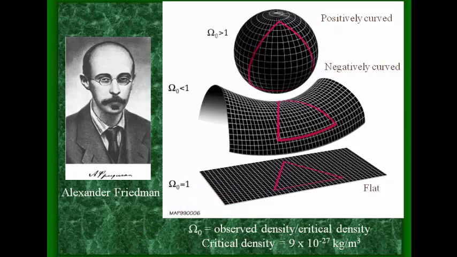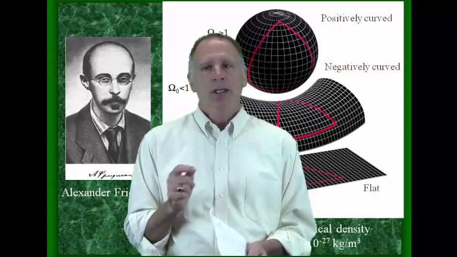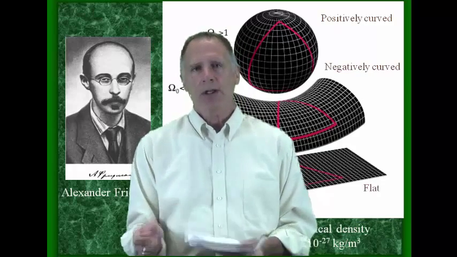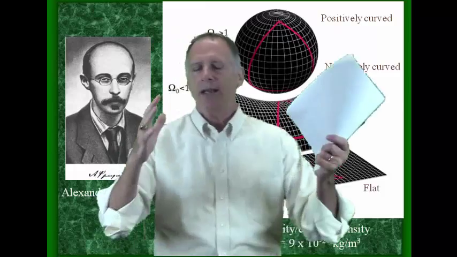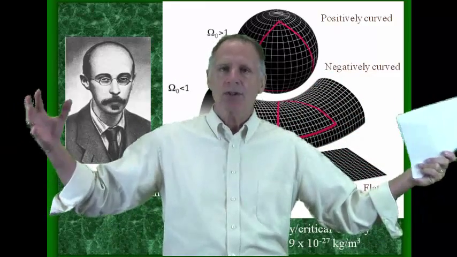All the angles add up to 180 degrees, parallel lines are parallel, and you may have guessed it, we look like we live in a flat universe. So it's very difficult to tell what kind of universe we live in, and that's because if you think about it, inflation has made this universe so big.